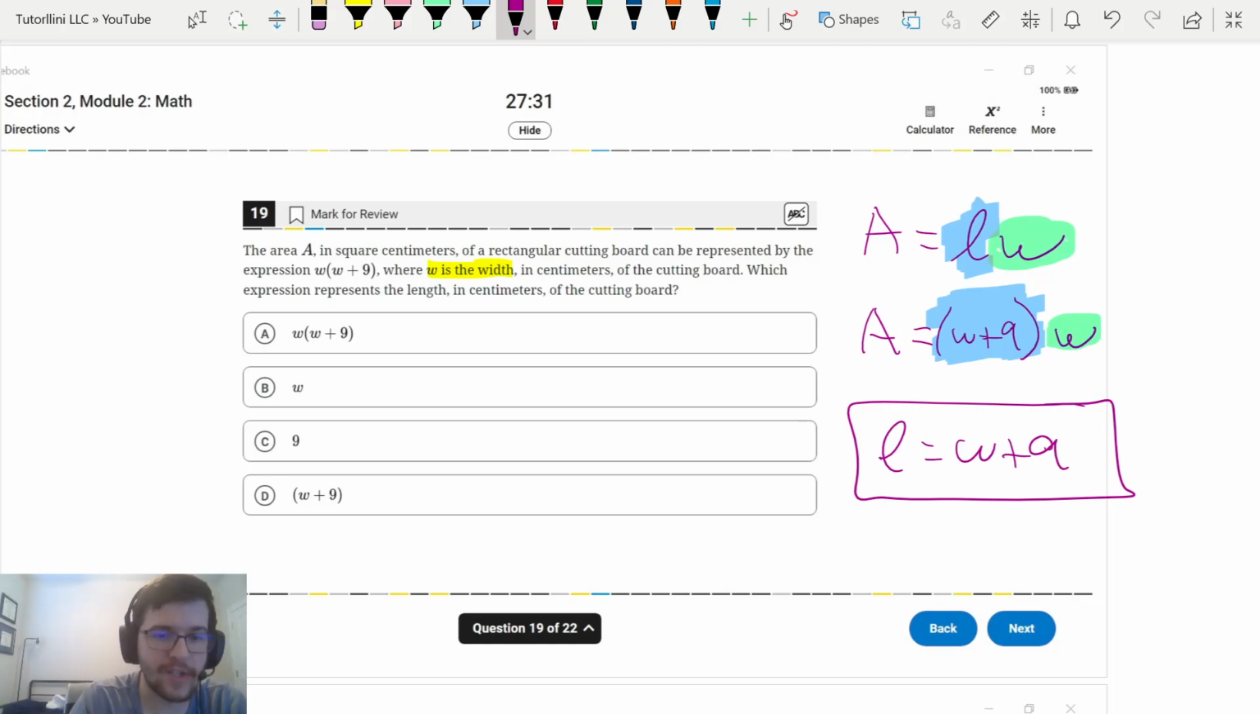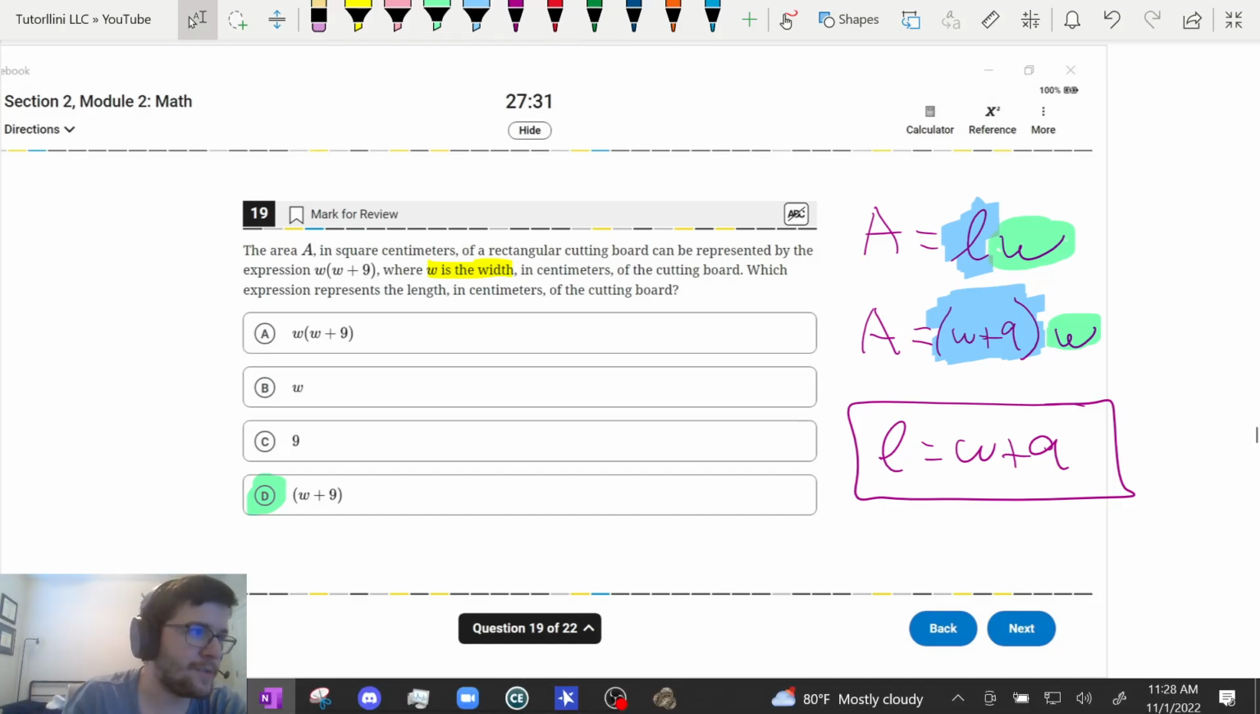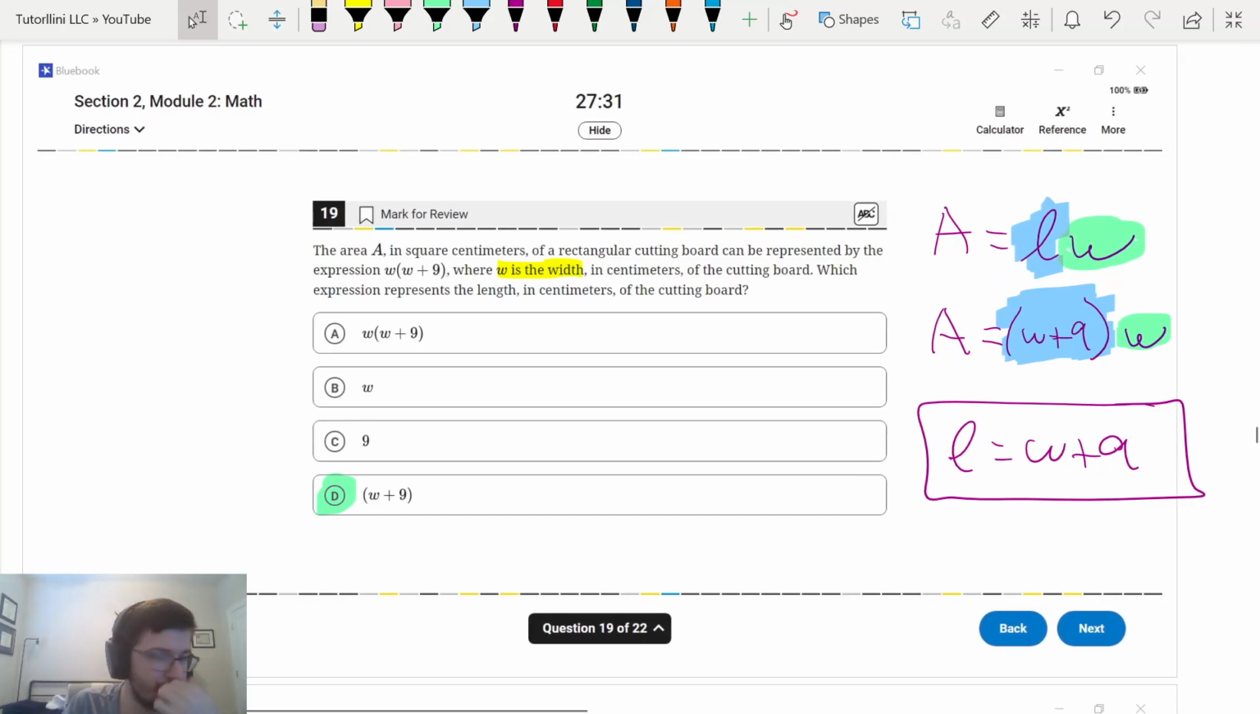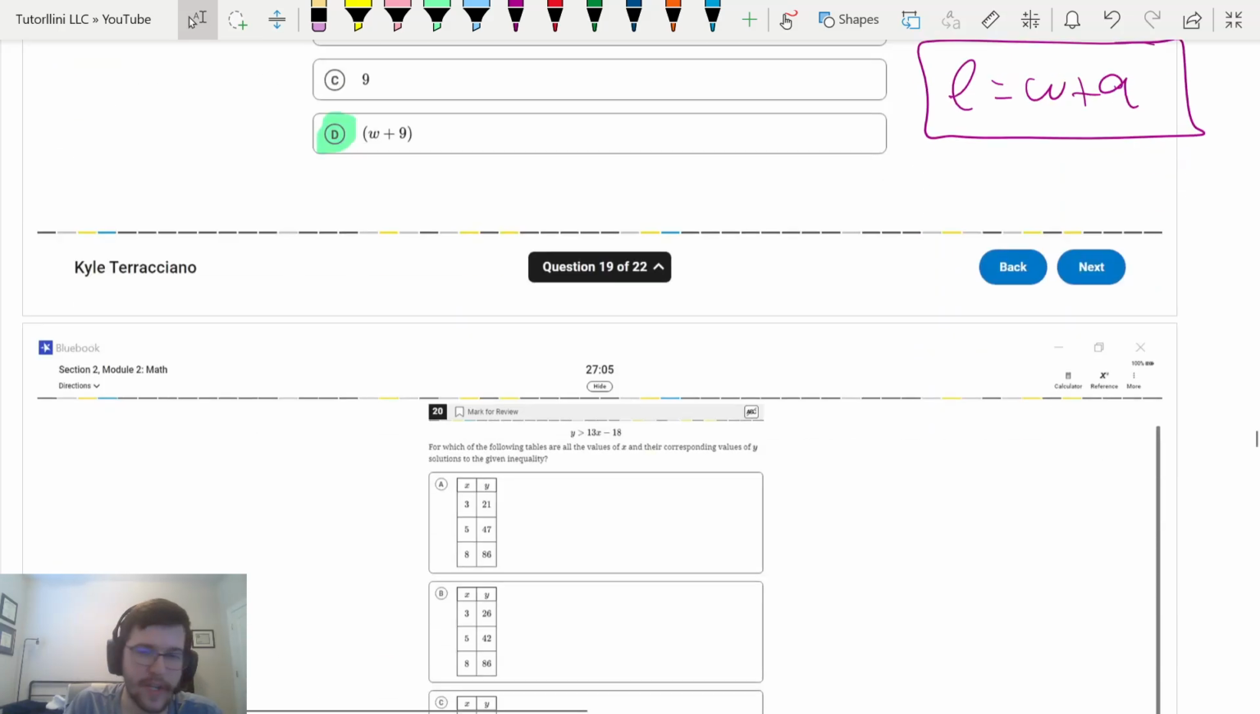So you basically just hold up the expression next to the area formula, and then you can figure it out. And again, you had to pay attention. It says W is the width. Oh, so you go, okay, I got two things multiplied together. W is the width, then the other thing must be the length, right? Okay, great.